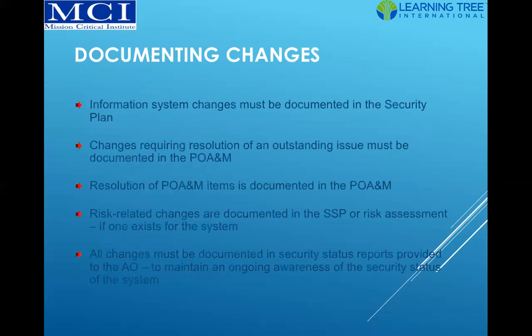So documenting changes. Information system changes must be documented in the system security plan. Changes requiring resolution of an outstanding issue must be documented in the POA&M. Resolution of POA&M items is documented in the POA&M. Risk-related changes are documented in the SSP or risk assessment, if one exists, for the system. All changes must be documented in security status reports provided to the AO to maintain an ongoing awareness of the security status of the system.